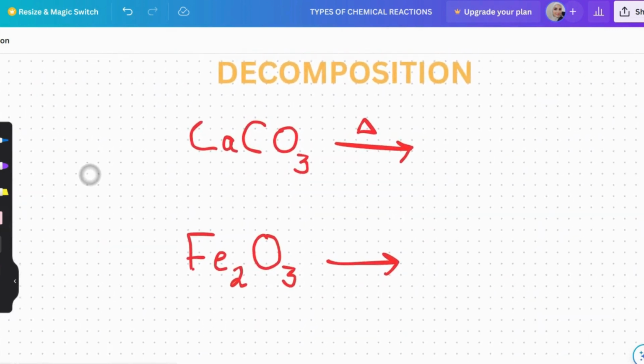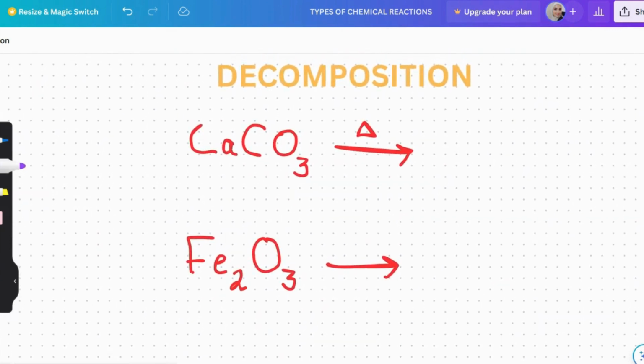Decomposition. We have some rules in decomposition. Whenever you see CO3, it will decompose to produce CO2 gas. So CO2 gas is definitely one of the products here. Plus, what is left? One oxygen and Ca. So CaO. That's it. And it's already balanced.